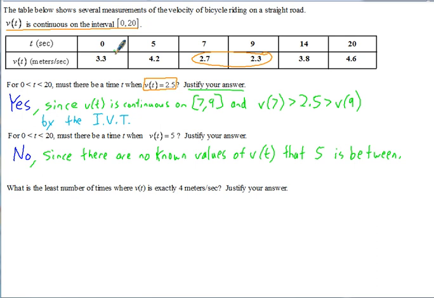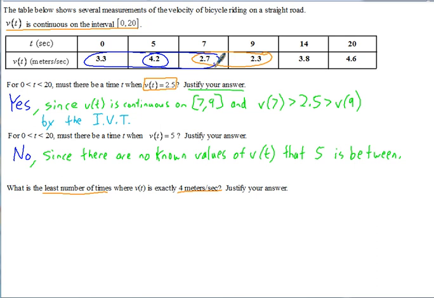All right, then the last part's worded a little differently. It says, what's the least number of times where the velocity is exactly 4 meters per second? So let's look at each of these subintervals here and see if it has to equal 4. So is 4 between 3.3 and 4.2? Yes, it is. So there's one time between 0 and 5 where the velocity would have to equal 4. How about the next one? 4.2 and 2.7? Yes, 4 is between those as well. So there's a second interval between 5 and 7 where the velocity would have to equal 4.